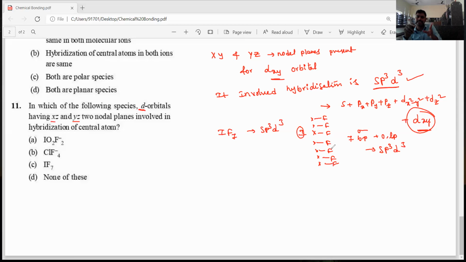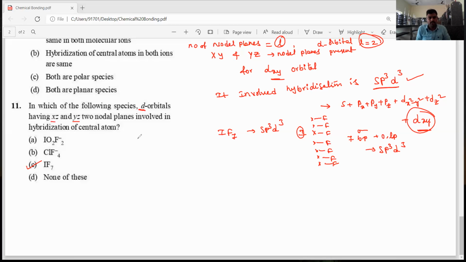In sp3d3 hybridization, a total of 3 d atomic orbitals are involved. What are those, dear students? dx square y square, dz square and dxy. The dxy orbital has 2 nodal planes, the xz and yz nodal planes. It is very clear, dear students, the number of nodal planes is equal to l. For a d orbital, the l value is equal to 2. That's why dxy has 2 nodal planes present. So the answer is IF7.